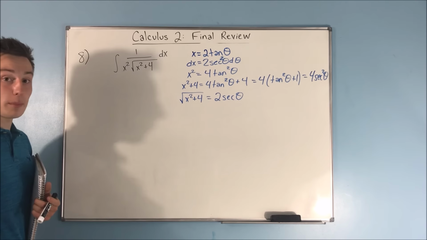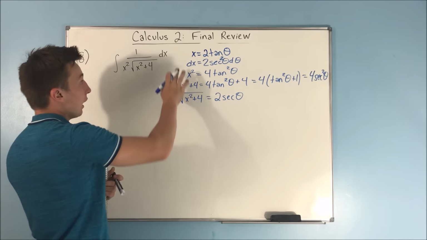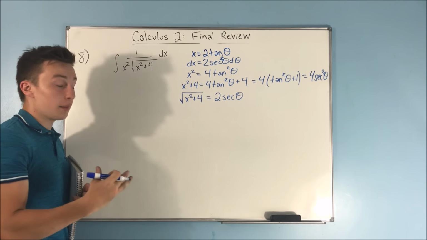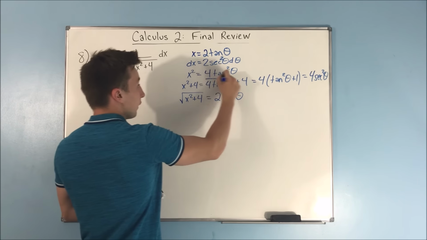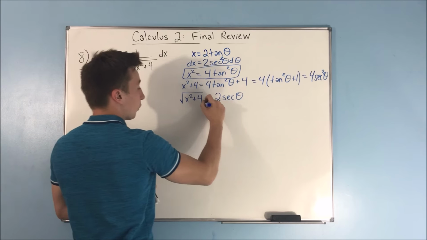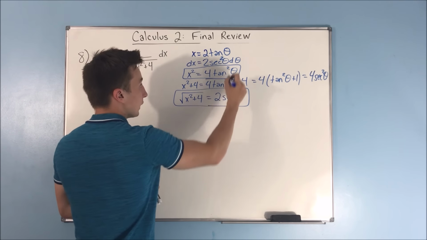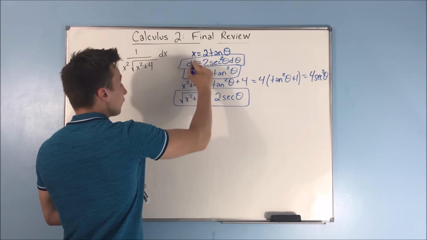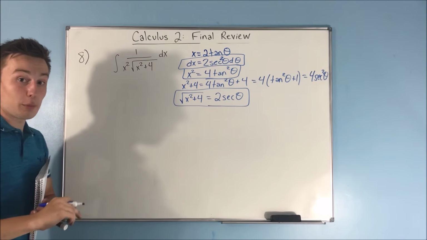Okay, so now you see what I mean. We don't have to rewrite this integral a million times. We can substitute in this x squared, this rad x squared plus 4, and we can substitute in this dx. And that takes care of every single piece that was part of that integral.